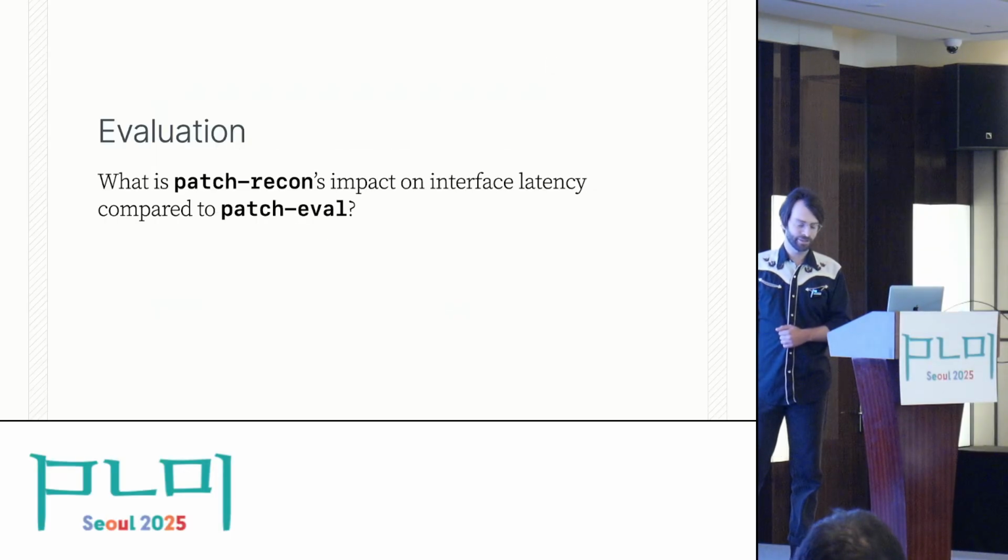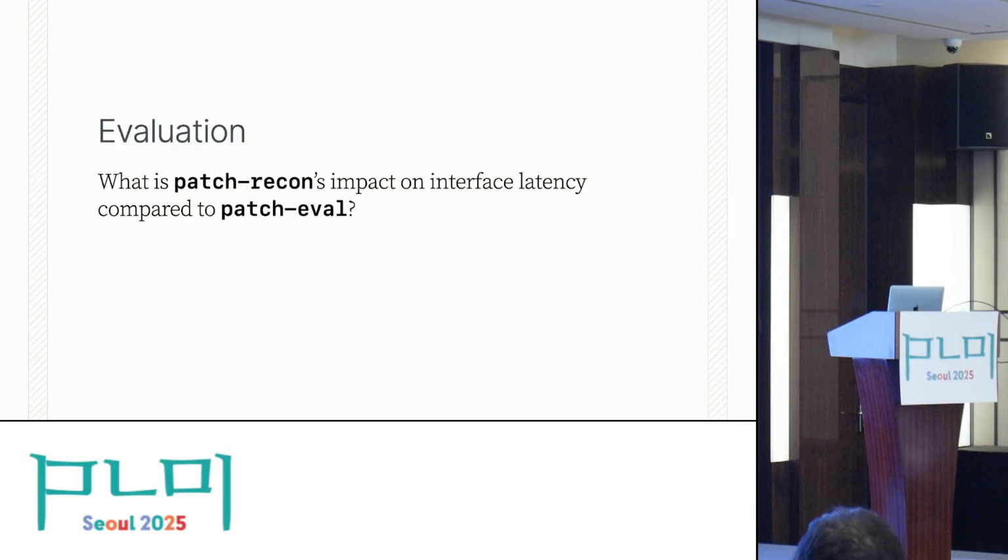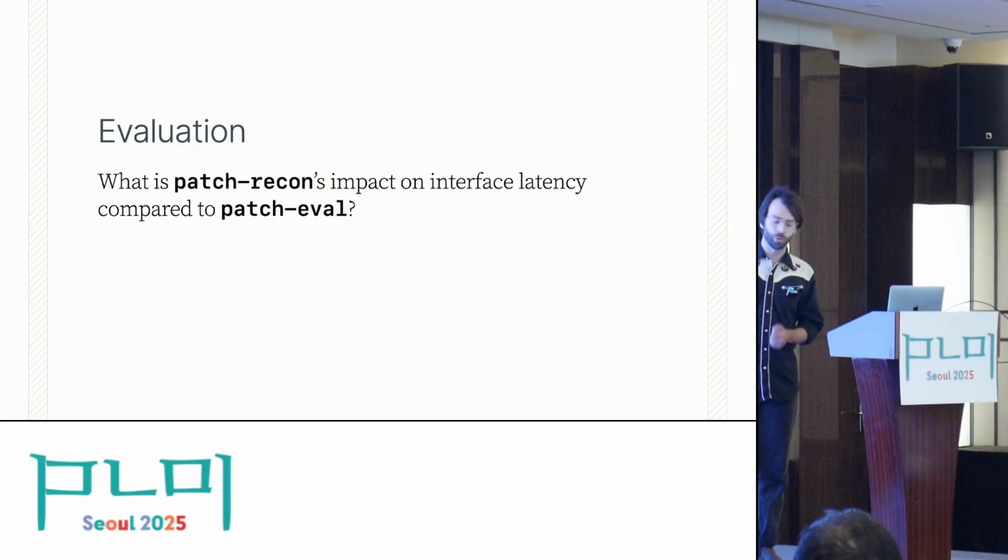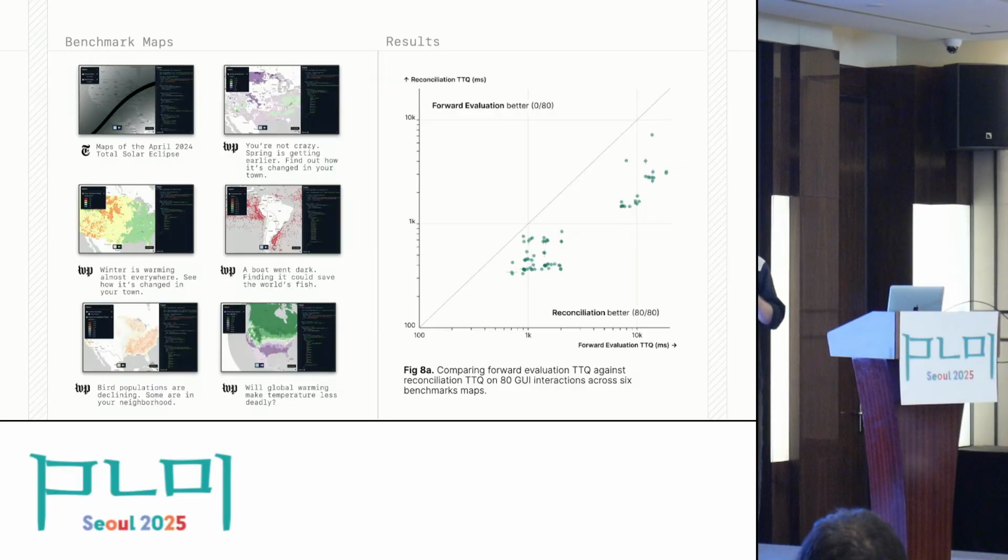All right, so let's dive into how we actually evaluated this system. We were really curious to understand patch recon's impact on interface latency. How much faster does a direct manipulation programming system feel from a user's perspective in this case? To do this, we re-implemented 6 maps published by national newsrooms using both our patch recon architecture and the patch eval architecture. And then for every GUI interaction required to develop these maps, we measured how much time it takes between triggering that GUI interaction and seeing the program and output fully update on screen and become visible to the user.